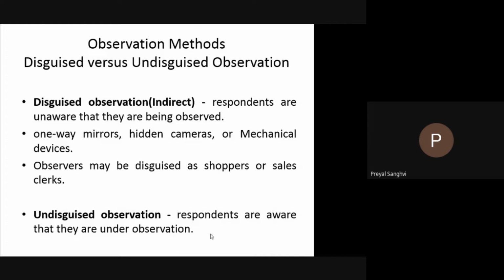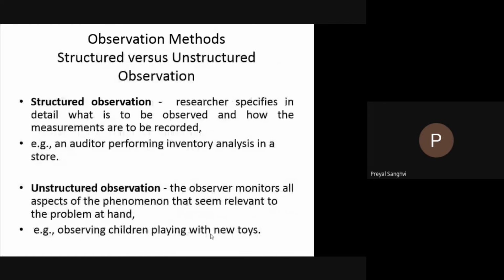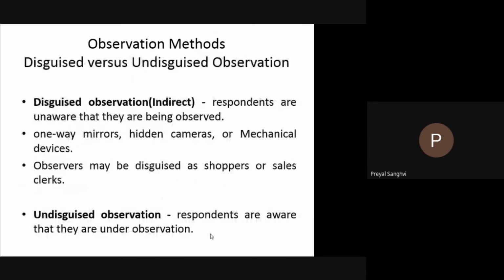If we talk about undisguised observation, then in undisguised observation, respondents are aware that somebody is observing that behavior. Respondents are aware they are under observation. This is known as an undisguised observation. So basically, we have discussed structured observation, unstructured observation, disguised observation, and undisguised observation.